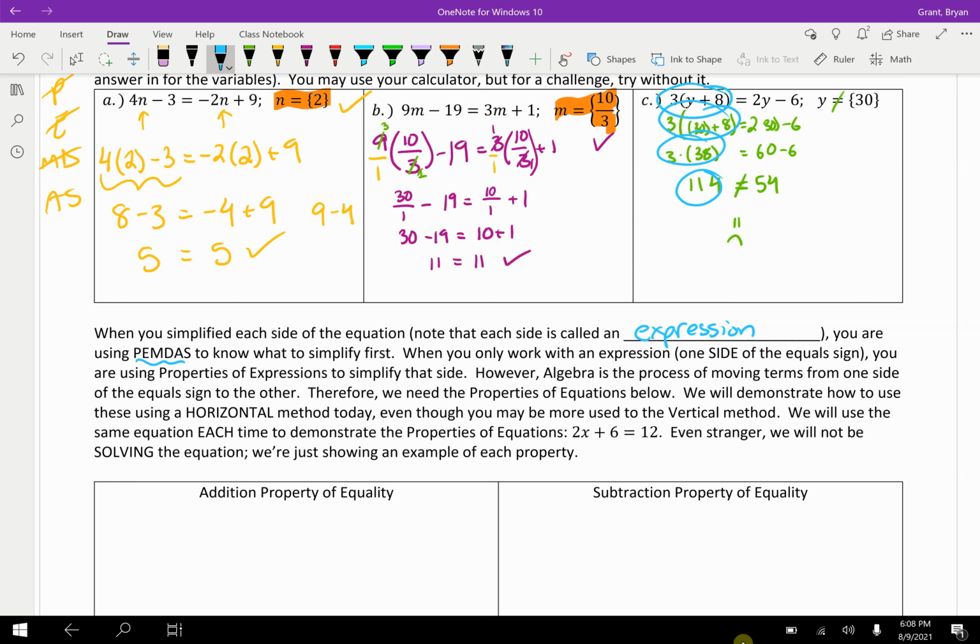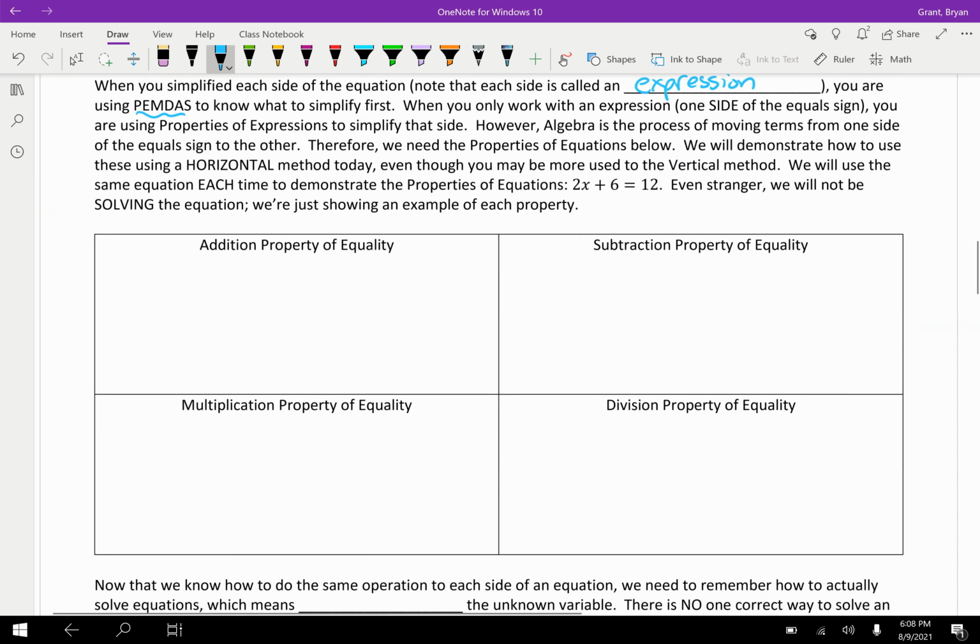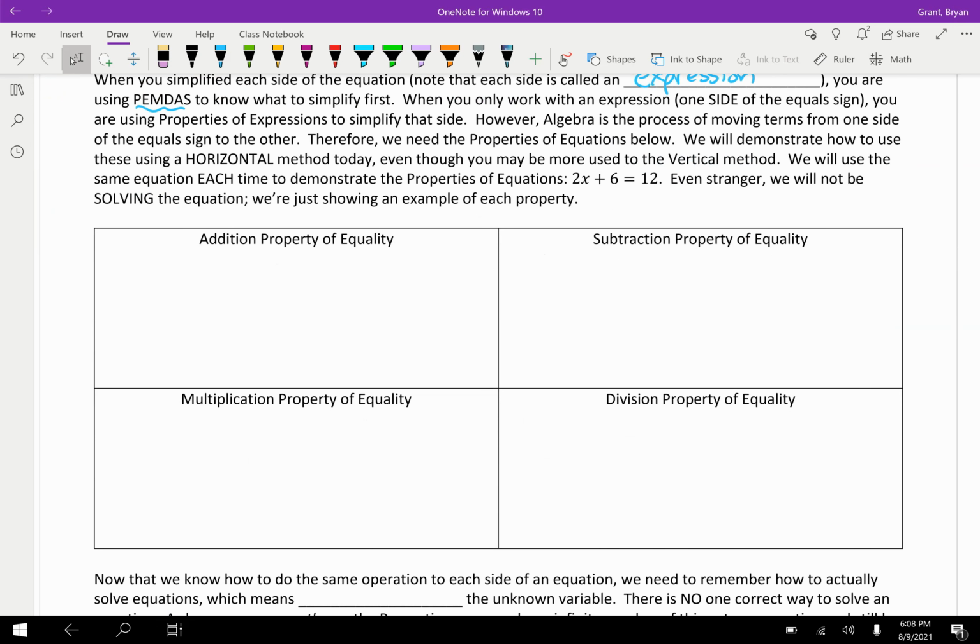It is about moving terms from one side of the equal sign to the other. So we need what are called properties of equations. You've probably seen these before. We have 4 properties of equations we're going to cover: the addition property, subtraction, multiplication, and division. And in fact, we're going to use the same equation every single time.